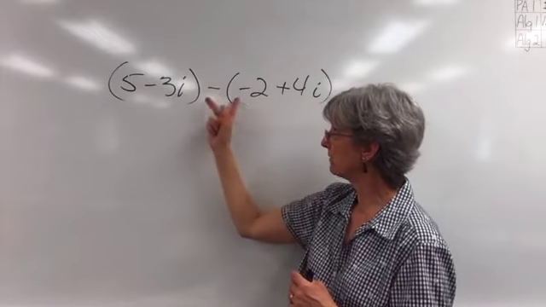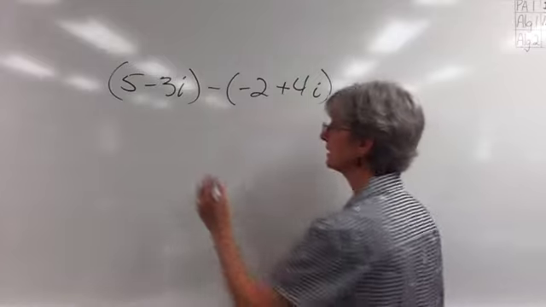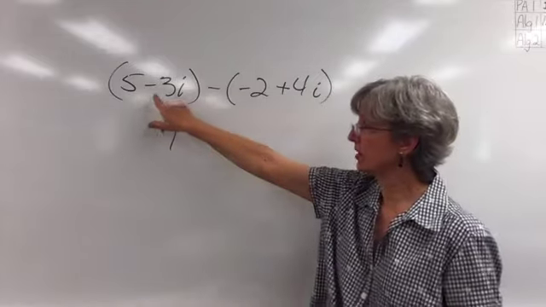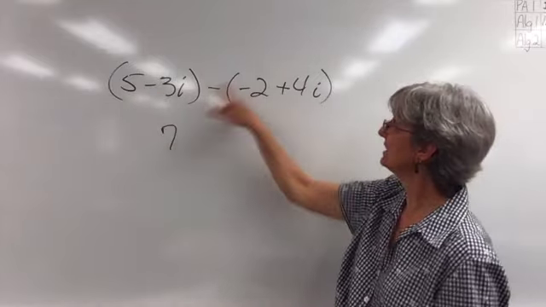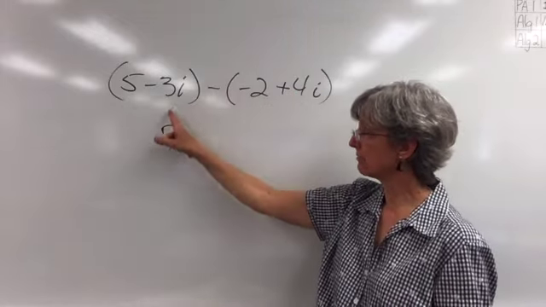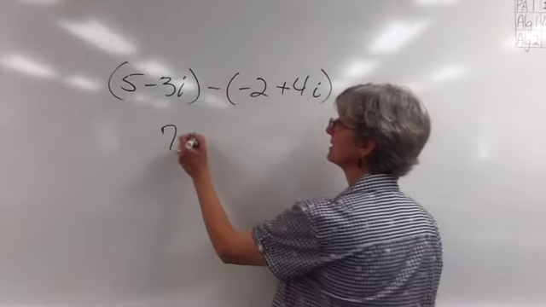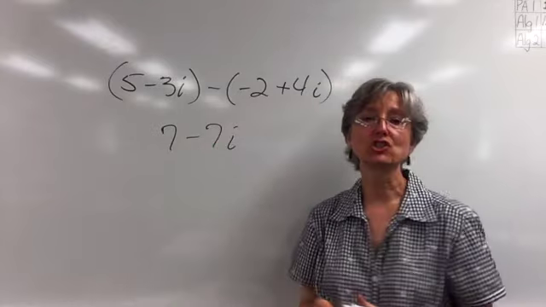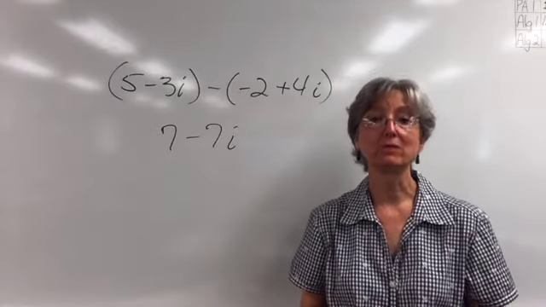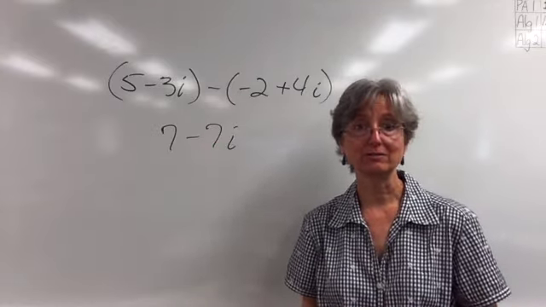So that would be 5 plus 2, or 7. And then we do the negative part. Negative 3i minus 4i. So negative 3i and minus 4i is negative 7i, and I have just subtracted one from the other. Do you see how this works?